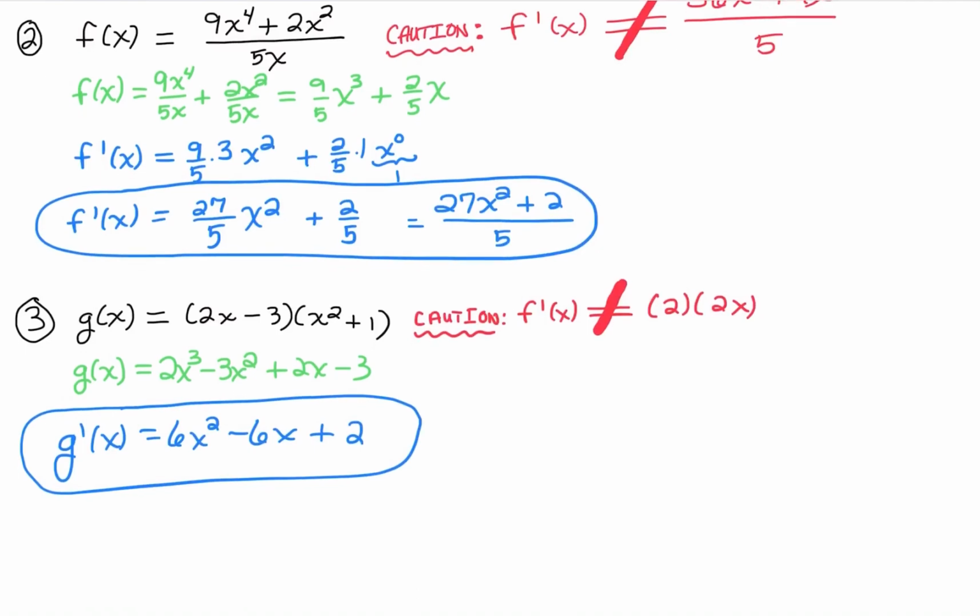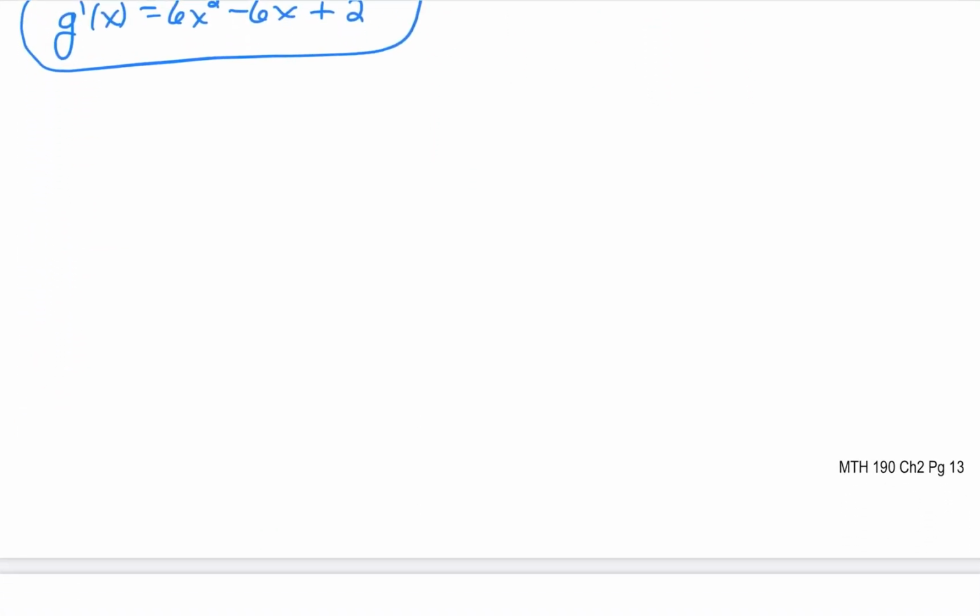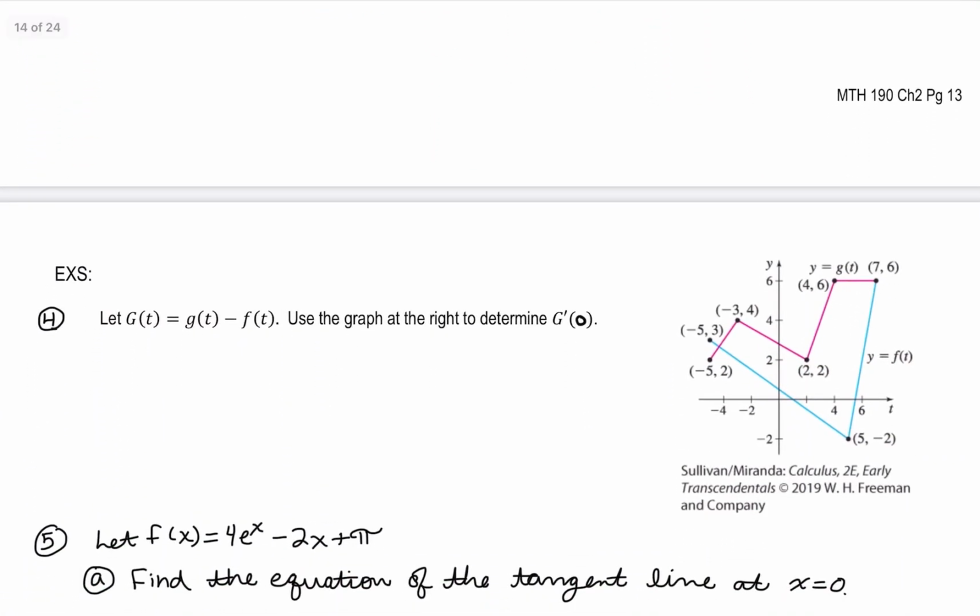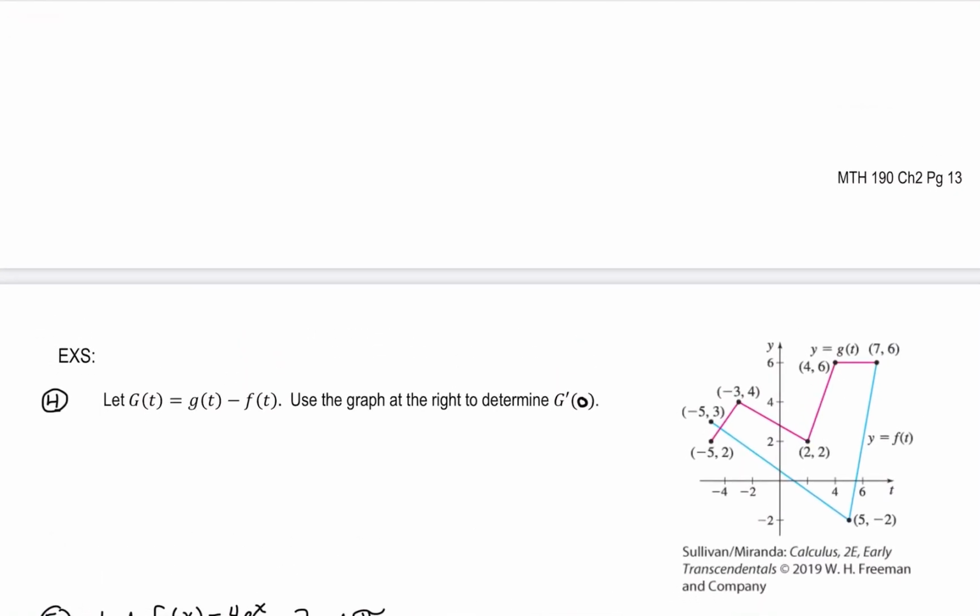All right. Let's take a peek at a graphical example. Here's a graph right from the Sullivan book, and this time we're going to use the values on the graph to find capital G prime, where capital G is lowercase g minus lowercase f of t. Those are the two functions given on the graph. Now we're going to find capital G prime at 0.